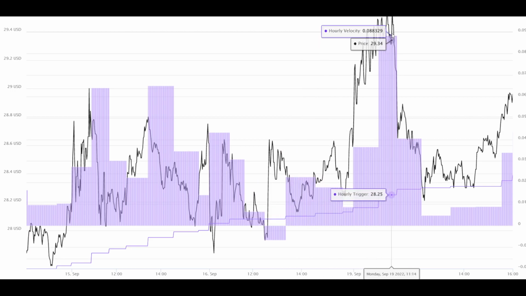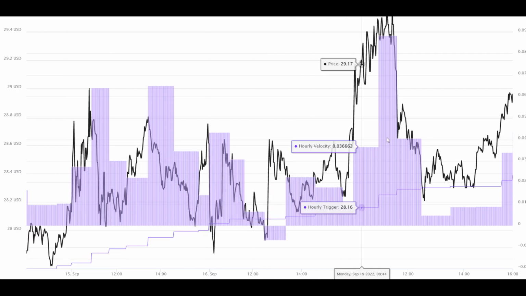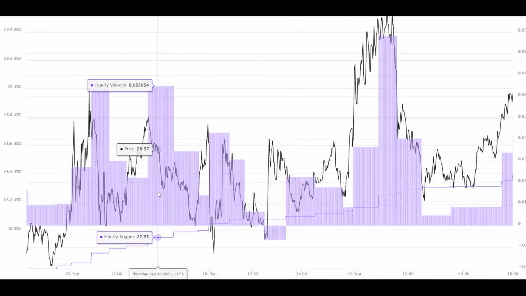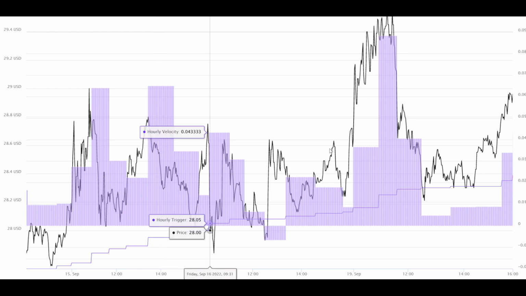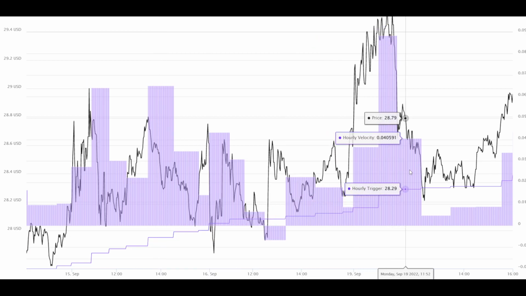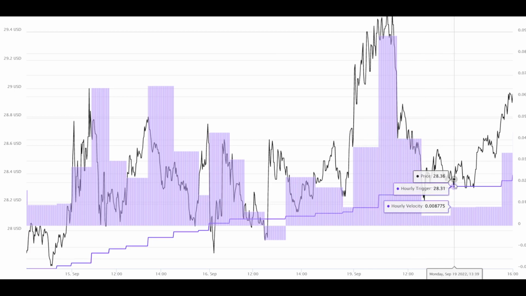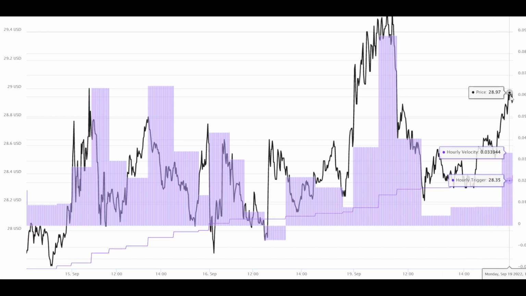Then we had this really nice run on September 19th. We had an hourly velocity reading of 0.08, which is the highest velocity reading that we had in this 5-day trading range. And so because we knew we had positive hourly velocity on our side, when price came down to the hourly trigger, we got this nice little bounce right here. And then bounce again right here, bounce again right here, bounce again right here, before finally lifting up.